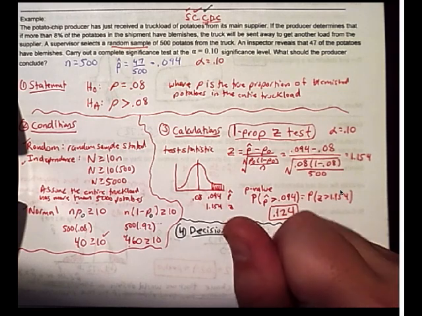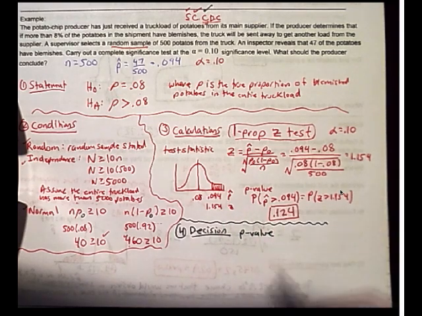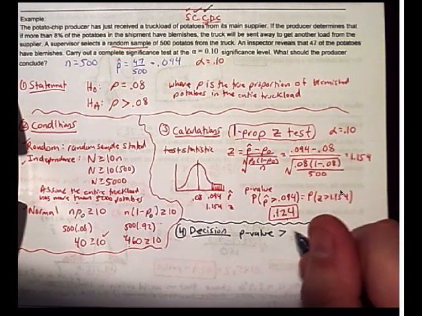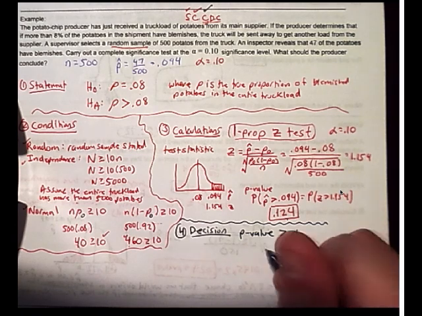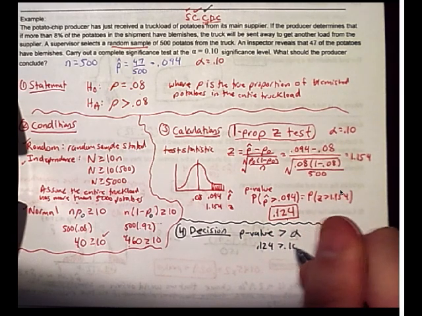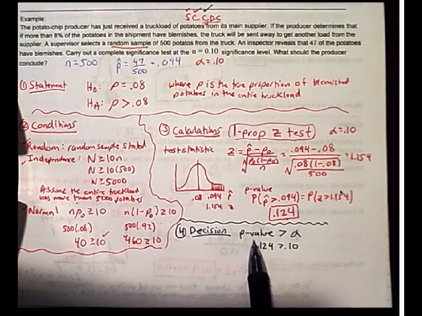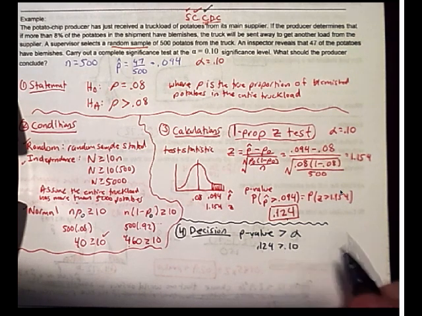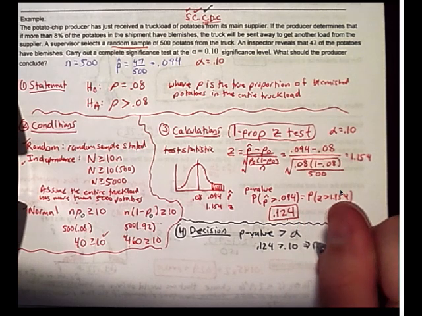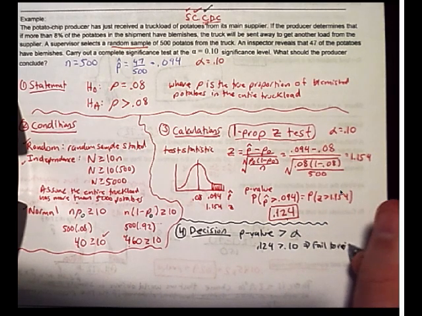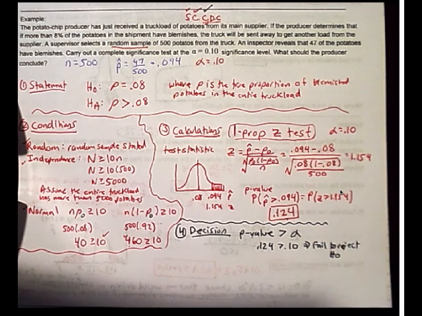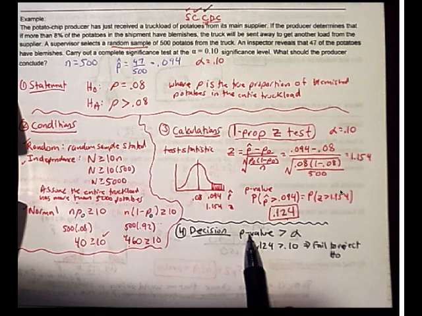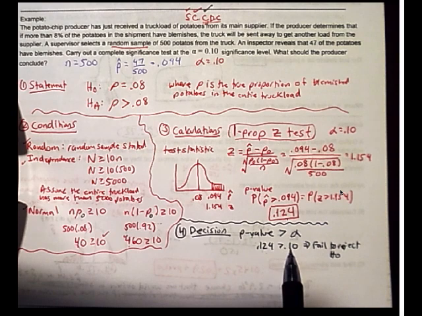So in our case, the p-value happens to be greater than the alpha. It's greater than the significance level because 0.124 is greater than 0.010. So if the p-value is greater than the alpha, our decision is to fail to reject the null hypothesis. Only if the p is low, reject the H0. This is not lower than that. The only time you reject is if this is lower than that.